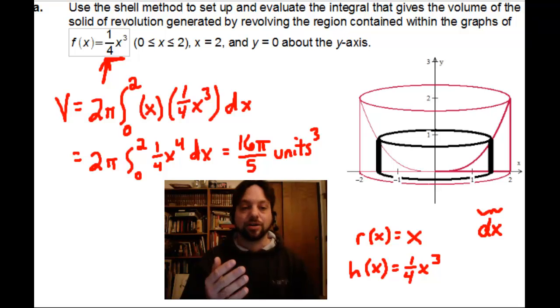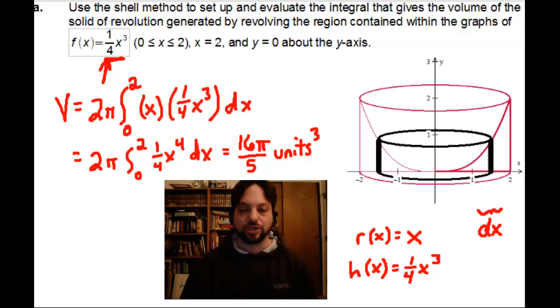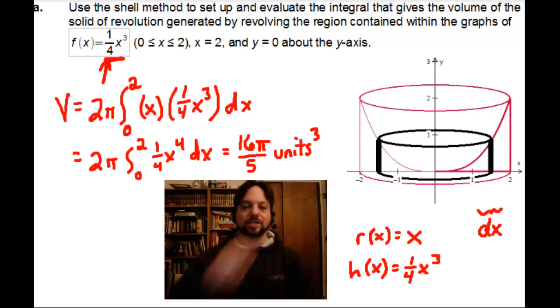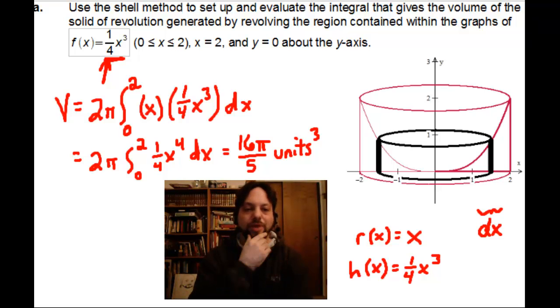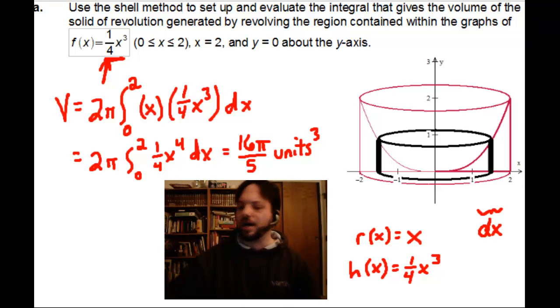I want you to consider how you would do this using the washer or disc method. Of course, we'd have an outer radius, which would be 2 for each washer, and we would have an inner radius, which we would have to solve for because it would have to be in terms of y. So perhaps it would be something like the cube root of 4y. It would just get nasty. And in a situation like this, the shell method is certainly much, much better to use.